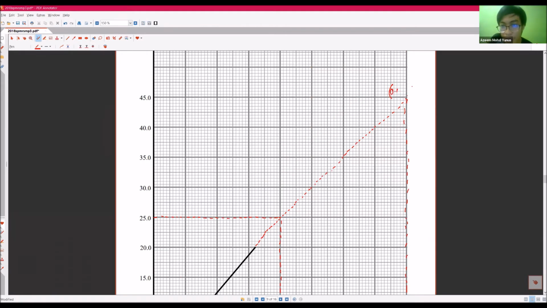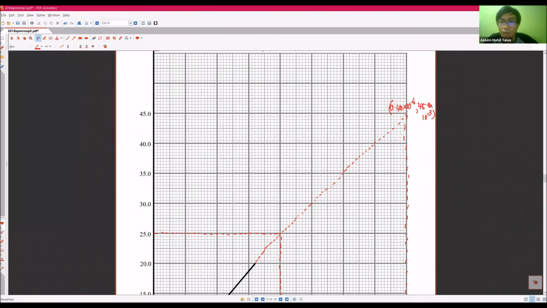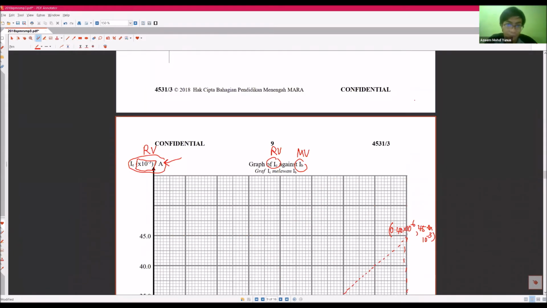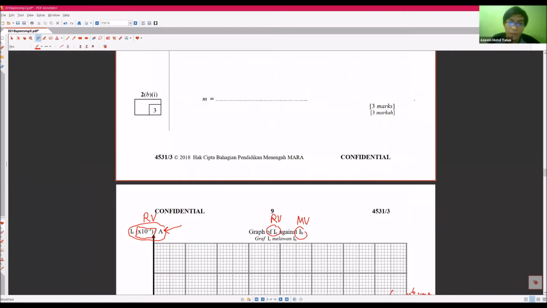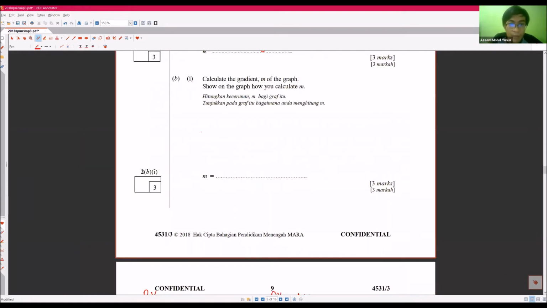0.40 times 10 to the power of negative 6. Don't forget to put the multiplier, and then it is 45.0 times 10 to the negative 3. Also the multiplier. 0.4, 45. So remember that. M equal to y2 minus y1 over x2 minus x1: 45.0 times 10 to the power of negative 3 minus 0, over 0.4 times 10 to the negative 6 minus 0.